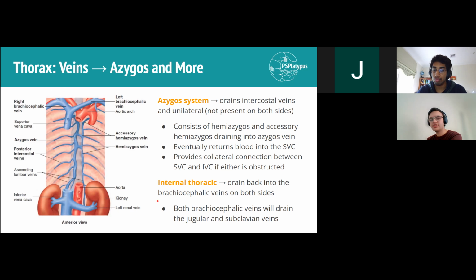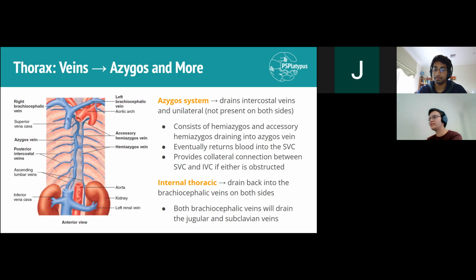Now, interestingly, the internal thoracic vein, and I think I've written this in the comments just in case you want to have a look, if I have some sort of damage to the azygous system, then the internal thoracic may be able to take on some of that load of all the venous drainage.